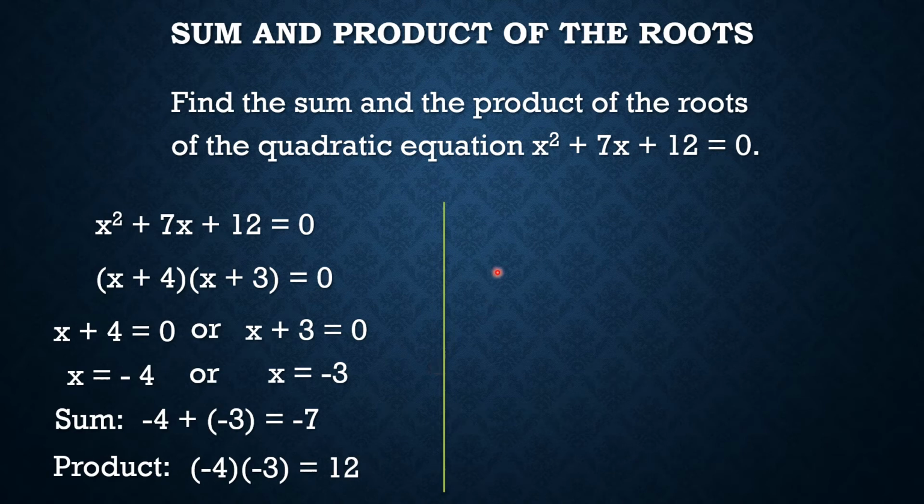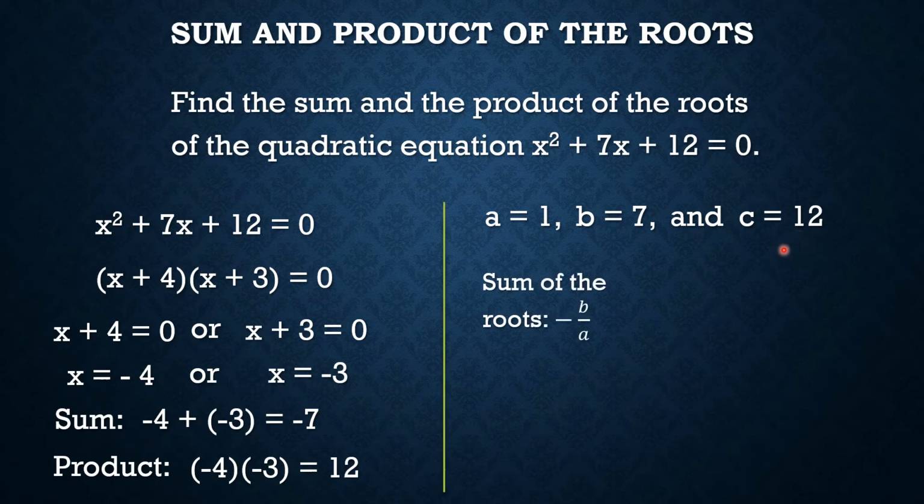The second approach is, of course, to identify the values of A, B, and C. Take note, mas makakabuti kung yung equation ay naka-standard form. So here, we have the values of A, which is 1, B equals 7, and then C is equal to 12. By using the formula, sum of the roots, negative B over A. Take note of this, yung sign. So we have negative B over A. So here we have the negative, and our value for B is 7, and then for A is 1. So by simplifying this, therefore the sum of the roots is negative 7.